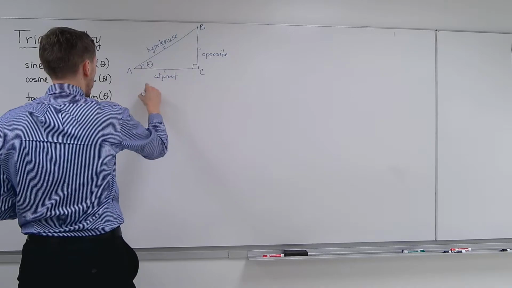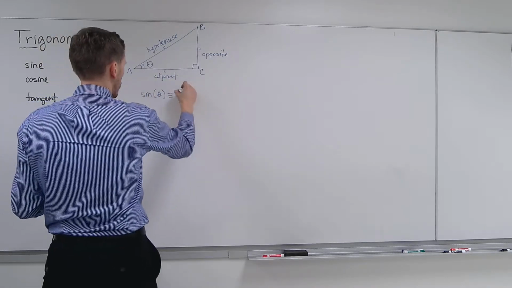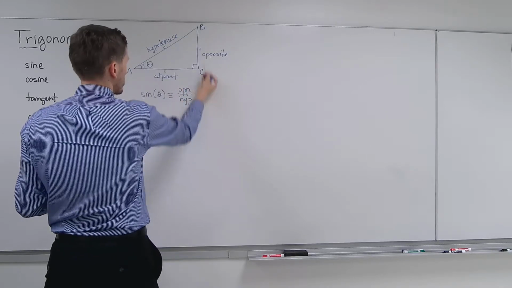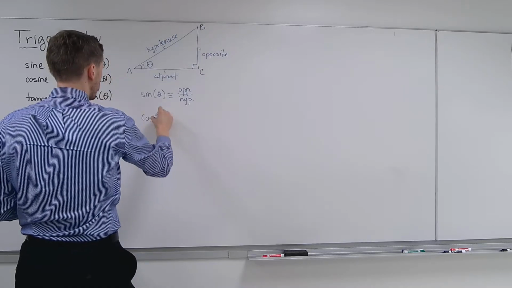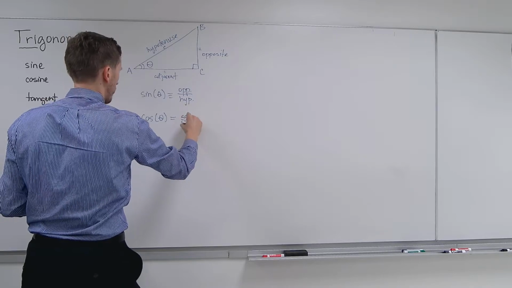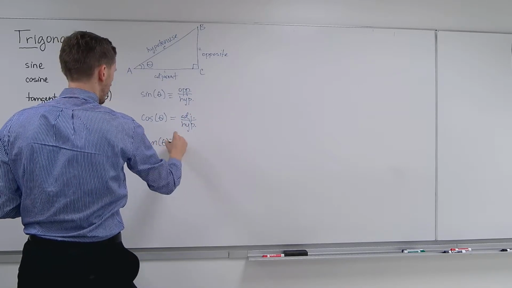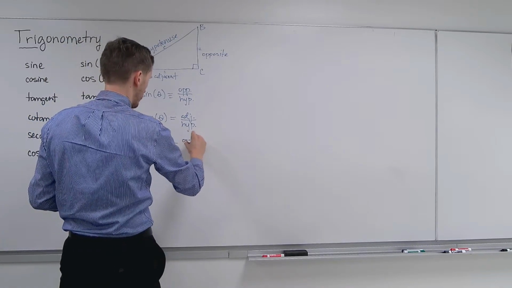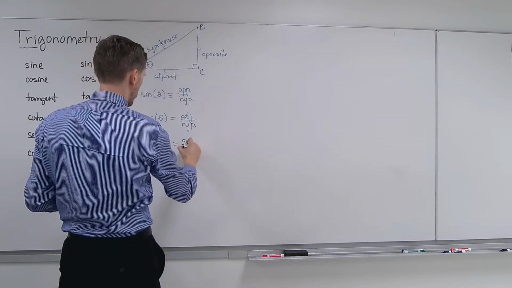So sine of theta is equivalent to opposite over hypotenuse, and of course that would be A over C. In that case, cosine of theta, we remember, is adjacent over hypotenuse. Tangent of theta would be opposite over adjacent. So that would be A over B in this case, opposite over adjacent.